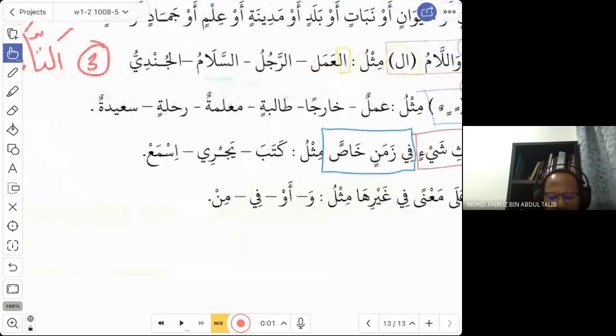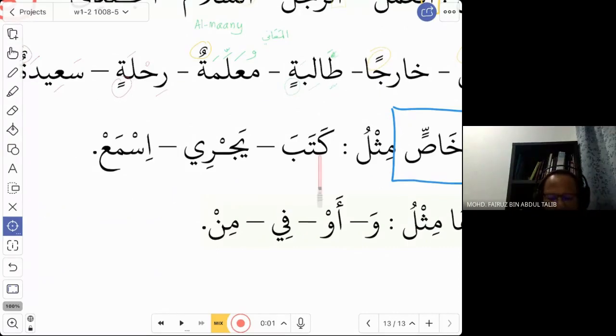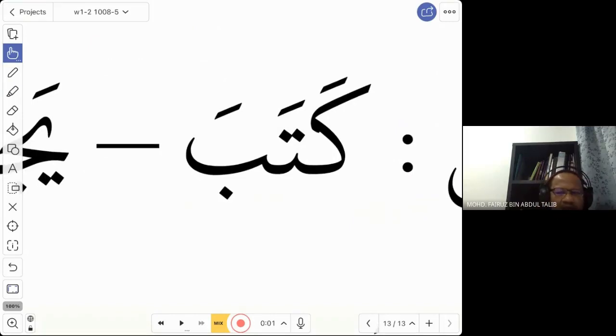Mithlu. Here they give you some examples of a verb with a specific time, such as the word kataba. We had this word just now, and we said write. But if you open the dictionary, they will just use the meaning of that verb, to write. But if you see this word in a sentence, it is not just to write. It means wrote, because this word is related to past time. So this is a past tense in Arabic.